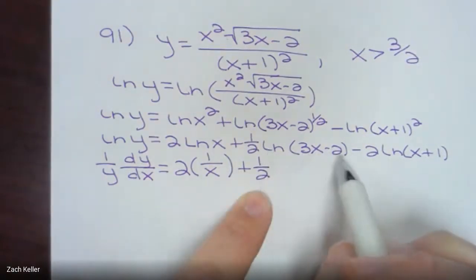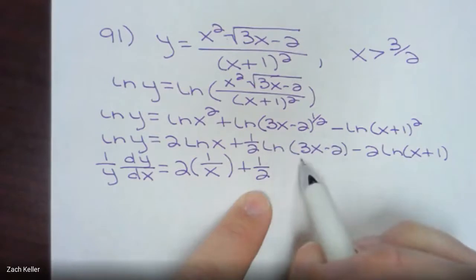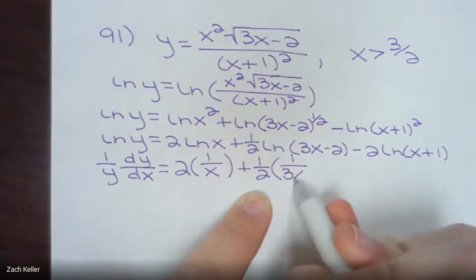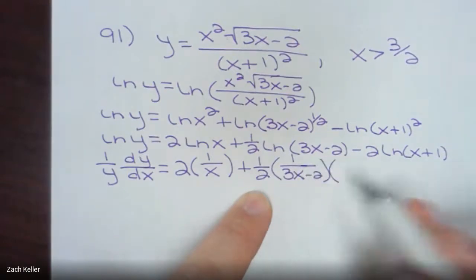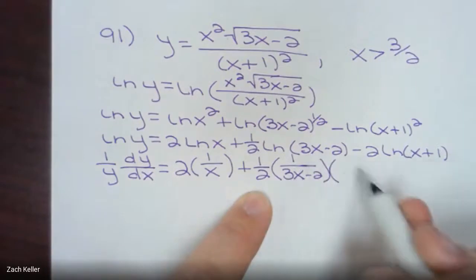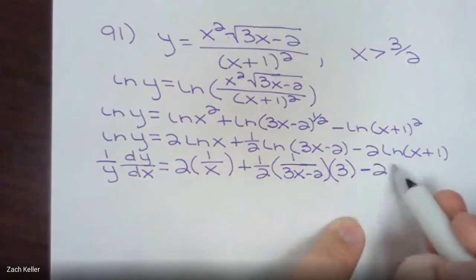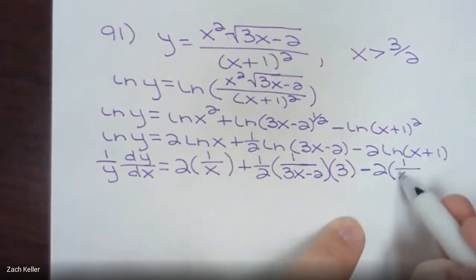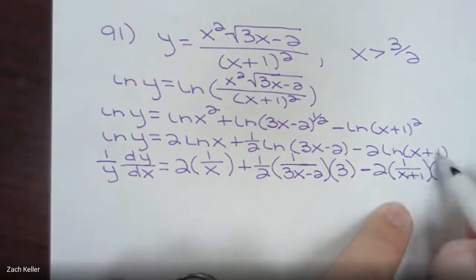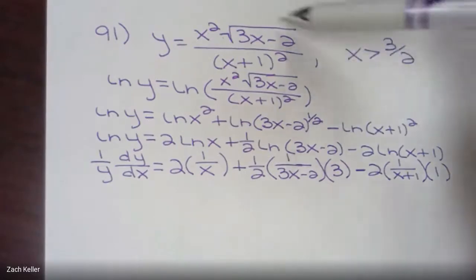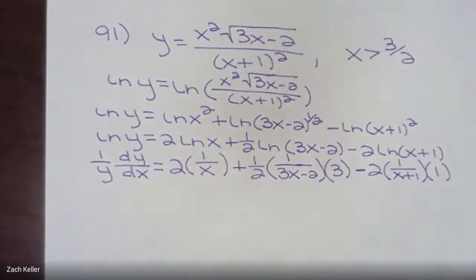The derivative of ln of 3x minus 2, this will be a chain rule. So derivative of ln is 1 over, you keep the inside the same, 3x minus 2, times the derivative of the inside. Derivative of 3x minus 2 is just 3. And the last one, minus 2 times the derivative of ln, 1 over x plus 1, times the derivative of the inside, which is just 1. So it doesn't change anything, but we'll just put it there. So using the properties of ln does make it easier to take the derivative. Way easier than trying to do it this way. I'm not sure how you do it, but.